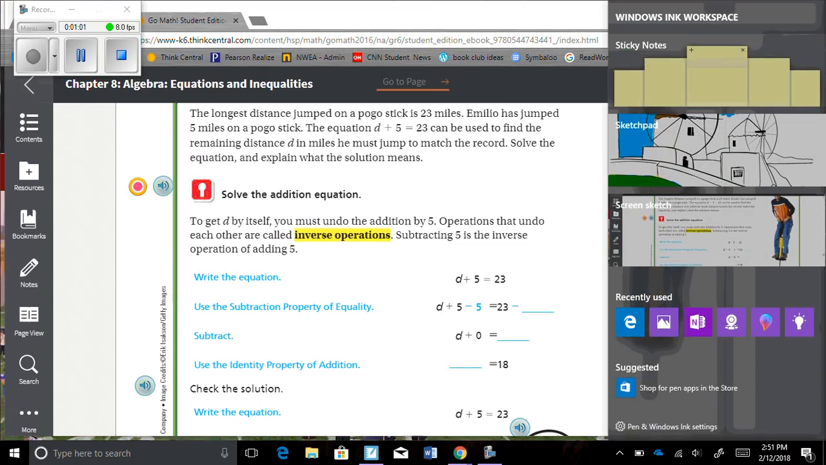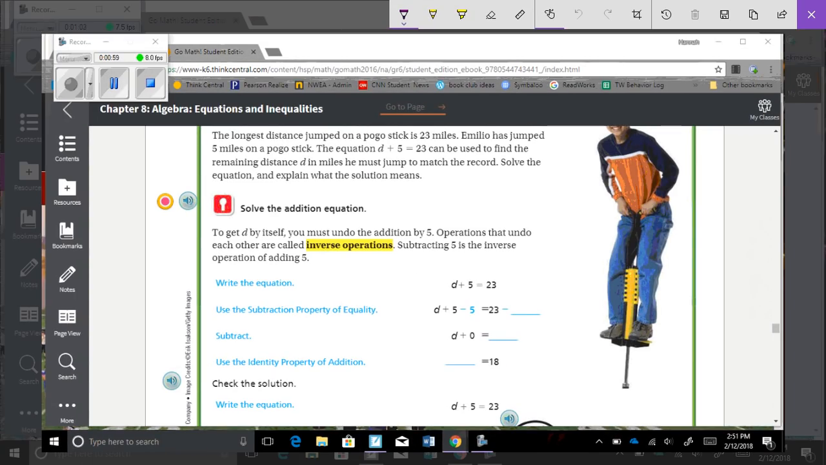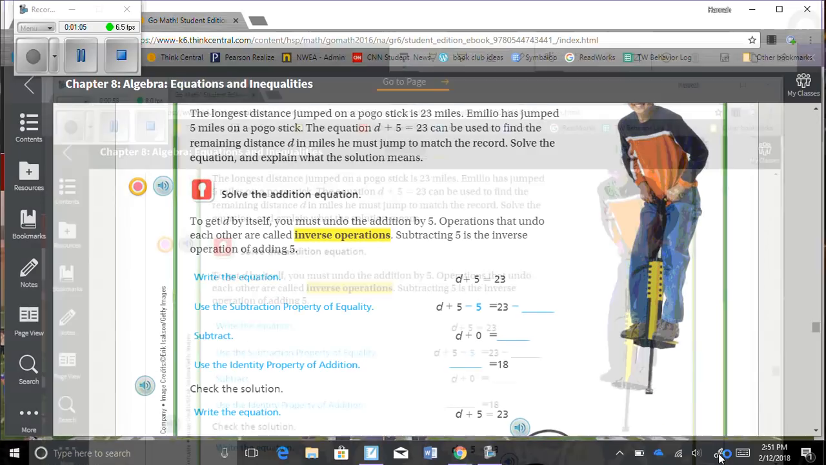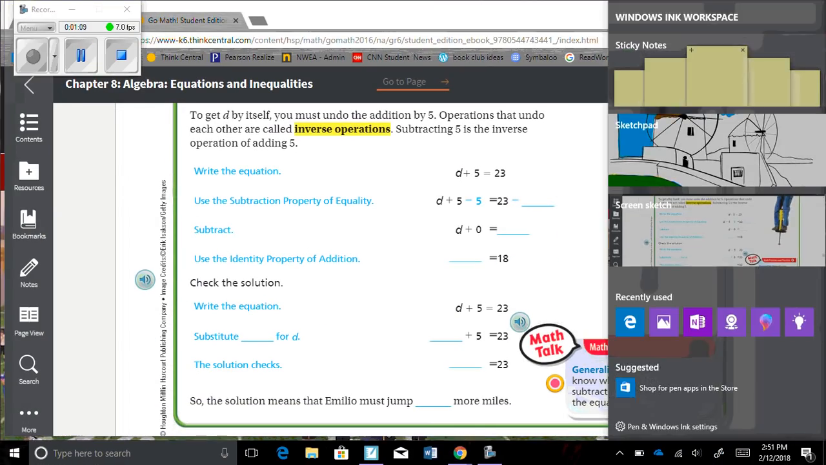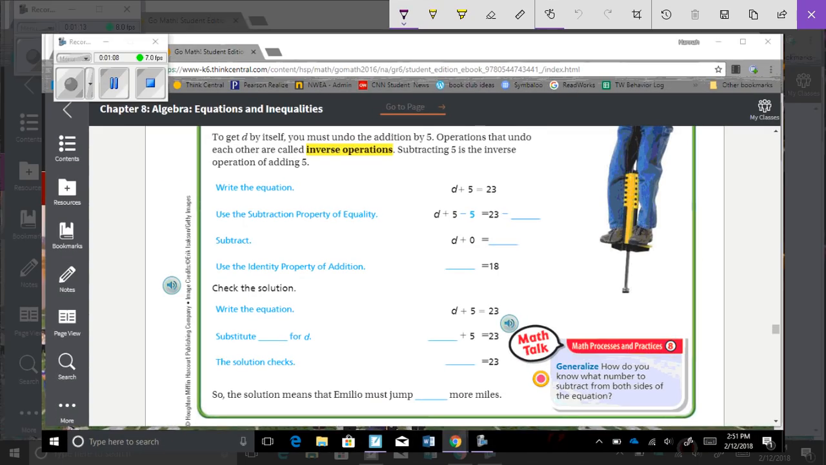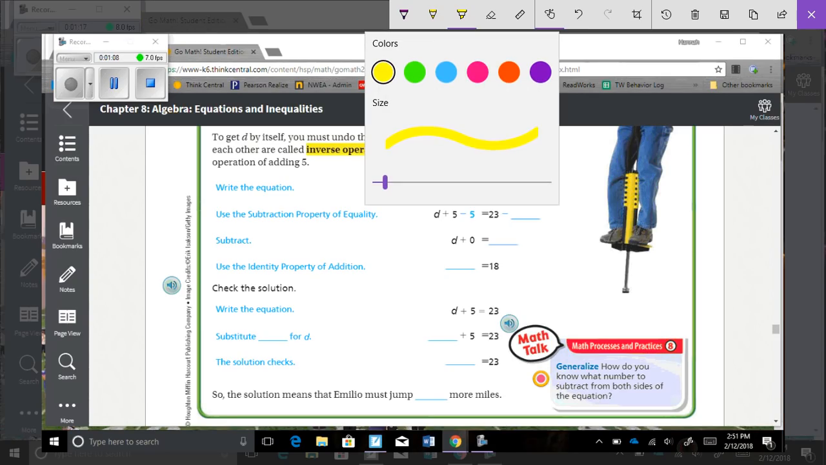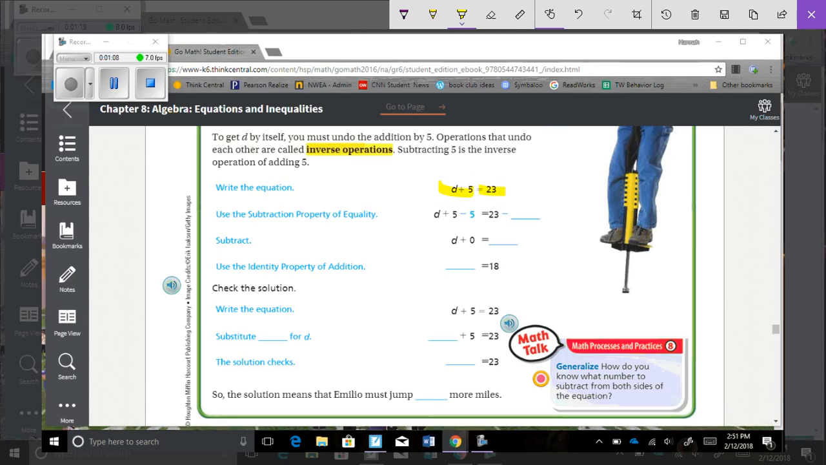If we're looking at this, to get d by itself, you must undo the addition by 5. What that's saying is we don't want that over there anymore because we need to get d by itself. So we're going to look at it as two sides: this side of the equation, and this side of the equation.